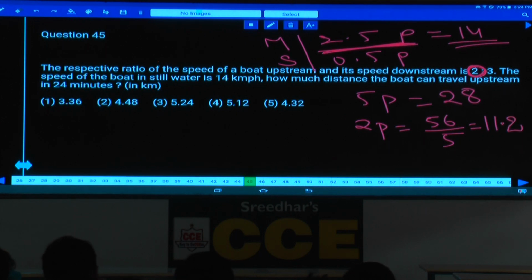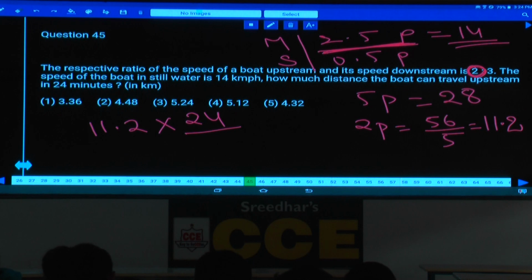11.2. So upstream speed is equal to 11.2 km per hour, covered in 24 minutes. Minutes convert to hours by dividing by 60. Okay? Right. 6, 10 times, 6, 4 times. 11.2, 4 times, 44.8 by 10, 4.48.